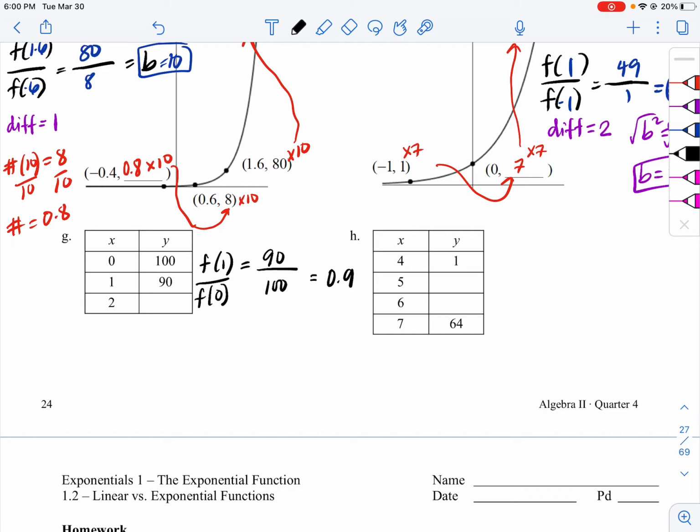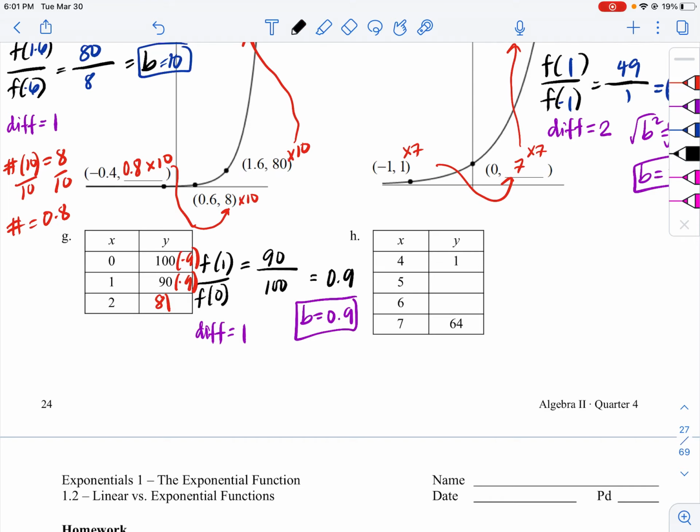And so, is this our b squared, or is this our b cubed? Let us find the difference. From the x value 0 to the x value 1, the difference of the x values is 1. So our b is equal to 0.9. We are going to multiply by 0.9. 100 times 0.9 is 90. 90 times 0.9 is 81. So we're missing 81. Okay, moving on.